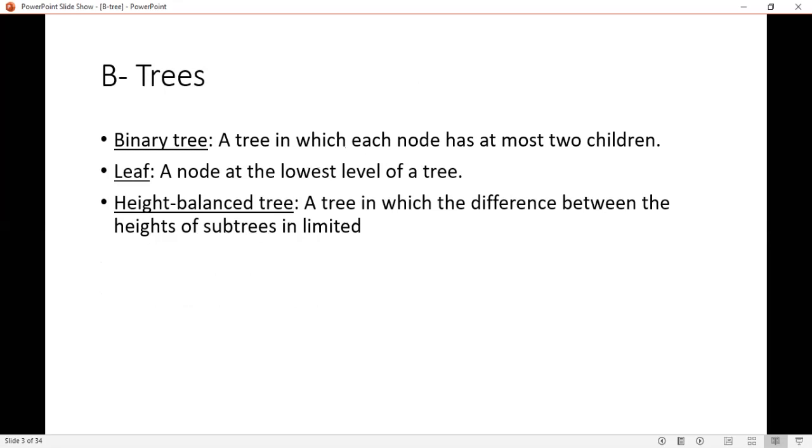B-trees are binary trees with at most two children. The leaves of a tree are the nodes at the lowest level, and a height balanced tree means the difference between the heights of the subtrees is limited.